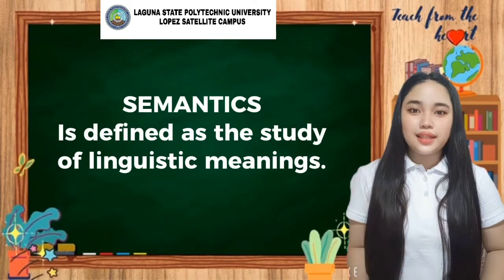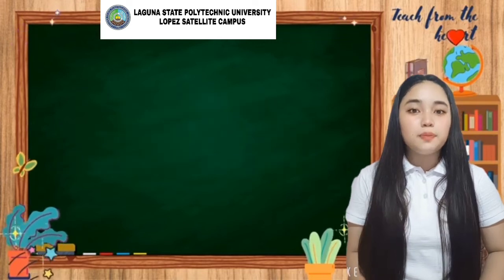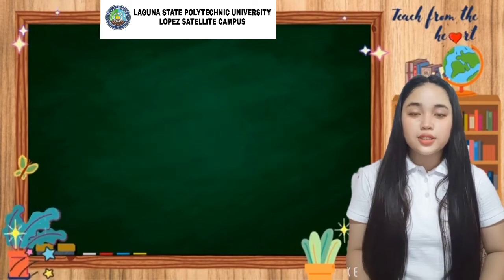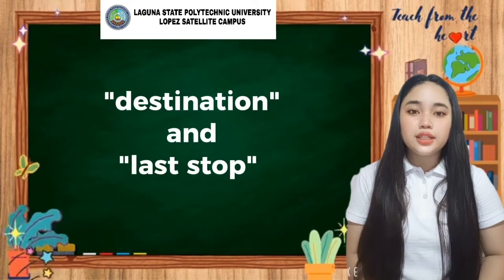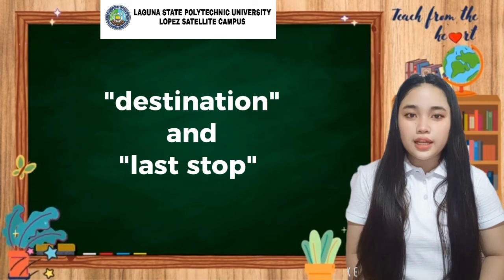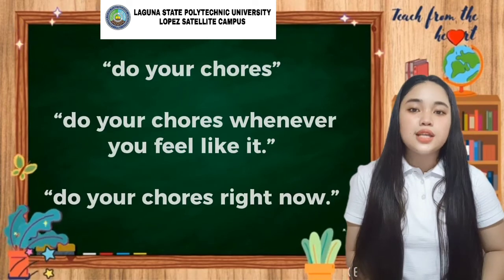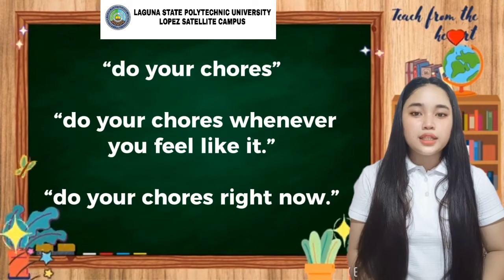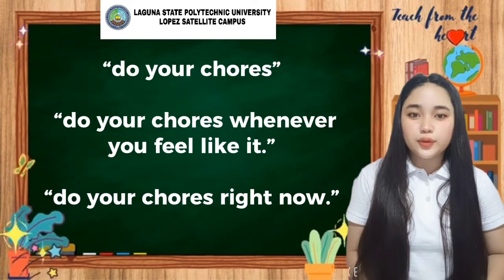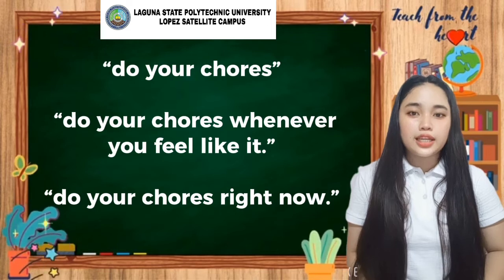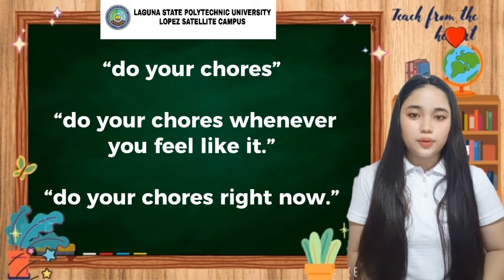Next is semantics. It's defined as the study of linguistic meaning. It can be applied to an entire text or to a single word. For example, "destination" and "last stop." Technically they mean the same thing, but students of semantics analyze their subtle shades of meaning. For example, in everyday use, a child might use semantics to understand a mom's directive to do their chores. Do your chores as in, do your chores whenever you feel like it. However, the mother was probably saying, do your chores right now.